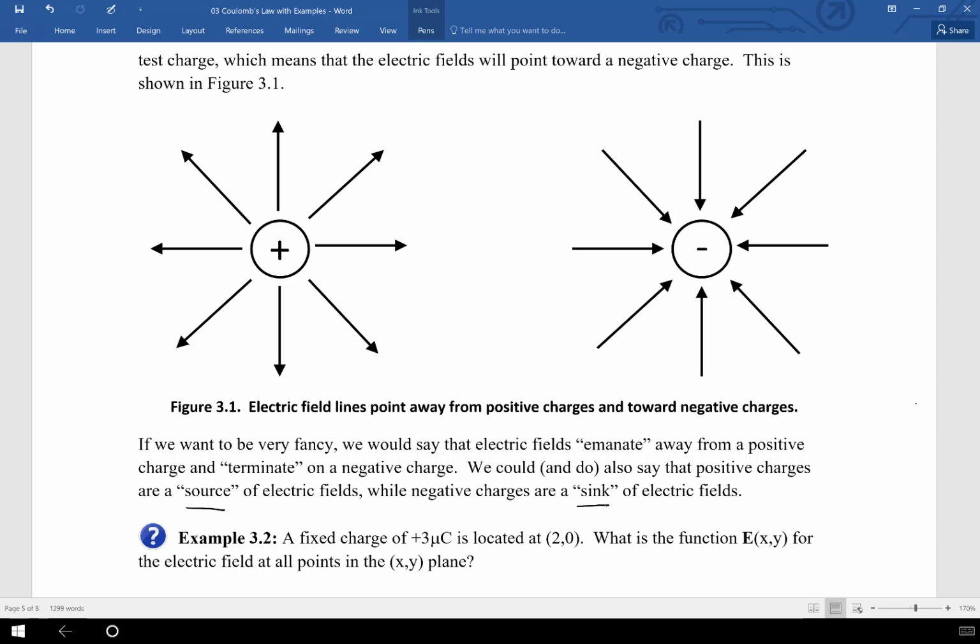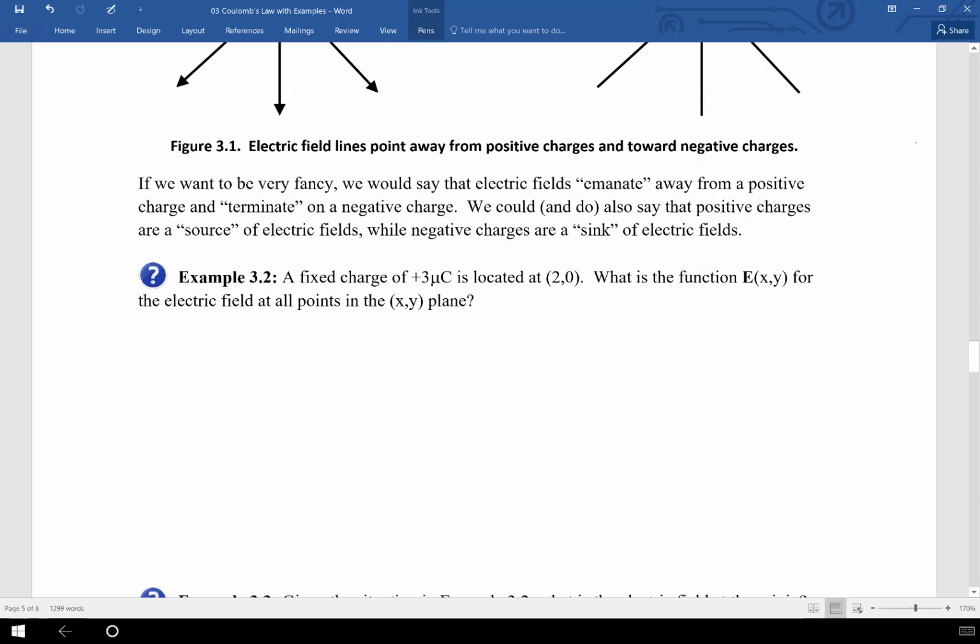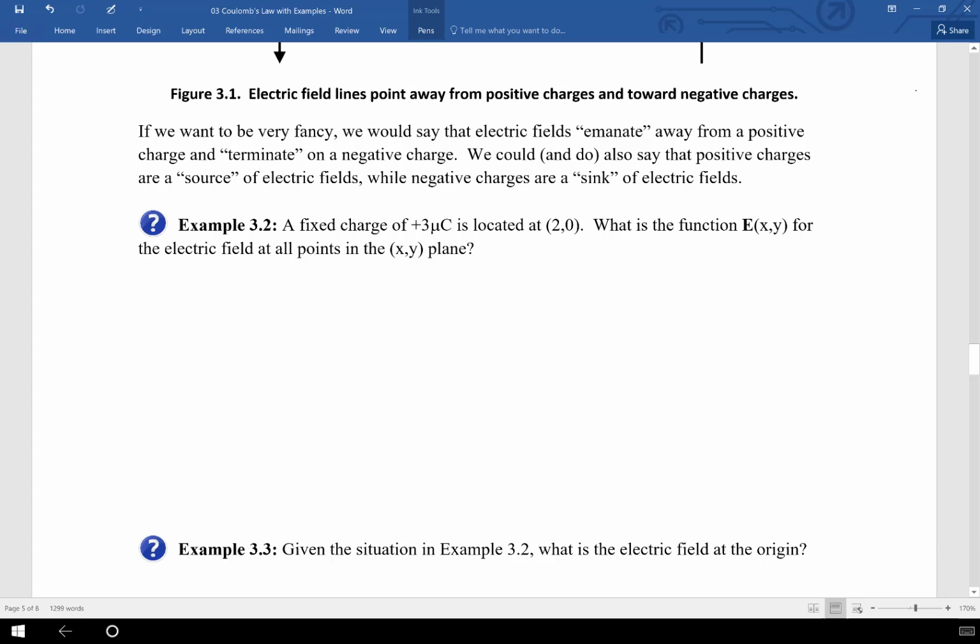This idea of sourcing and sinking electric fields is going to be really important to us over the next couple of chapters. We're not going to hit on it so much today, but we're going to come back and talk about it when we talk about Gauss's law. This idea of sourcing and sinking will be extremely important. So let's see a couple of examples here.